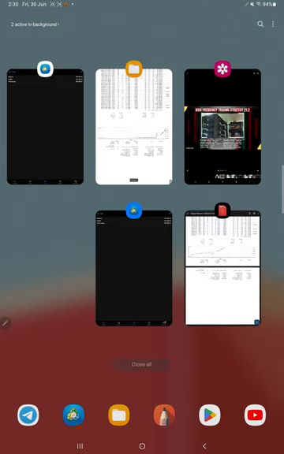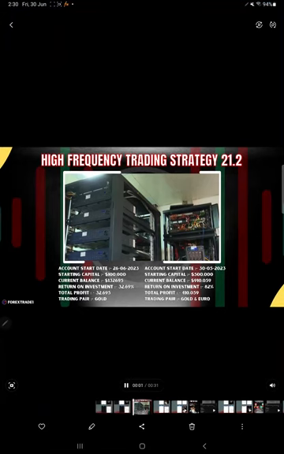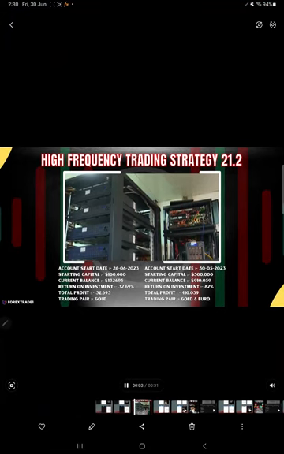The first part is a strategy explanation. The second one is an MT4 account on which we have started with $100,000. The third one is a second MT4 account with $500,000 capital we have started, and the fourth and fifth ones are trading account statements. So starting the video, first of all, let's start with the strategy explanation.